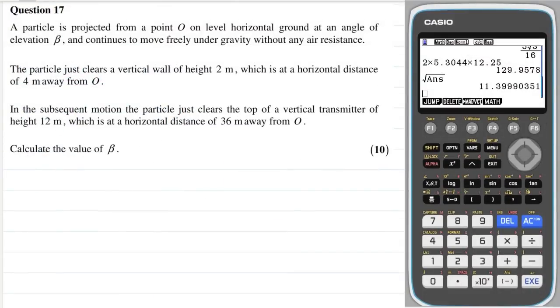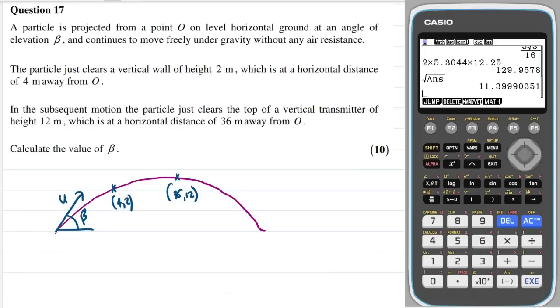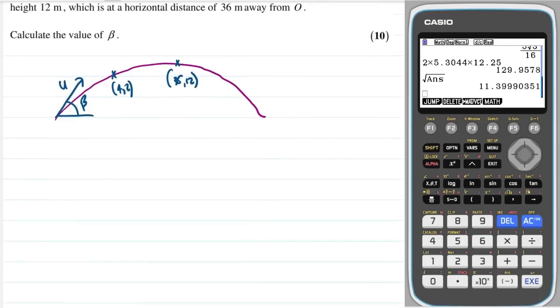Okay, we've got a really tricky projectiles question whereby we have a particle which has been projected like such, with an initial velocity at an angle to the horizontal. We don't know any more details than that, and what we do know is that there's a position here of 4, 2, and there's a position here of 36, 12. So what we're going to need to do is set up an equation of motion for the horizontal and for the vertical.